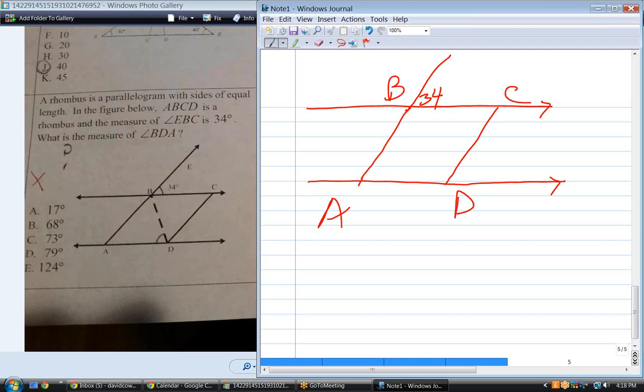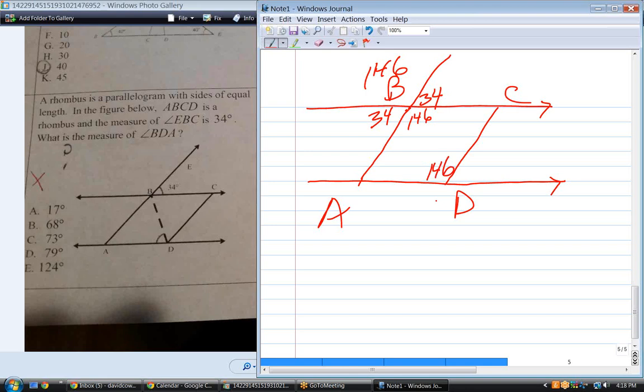We can find B. Okay. B is what? Subtracting, 146. Okay. What else do we know? And then the one just below B is 34, and that's 146 there. What's angle D? Would that be 146 again? Yes.